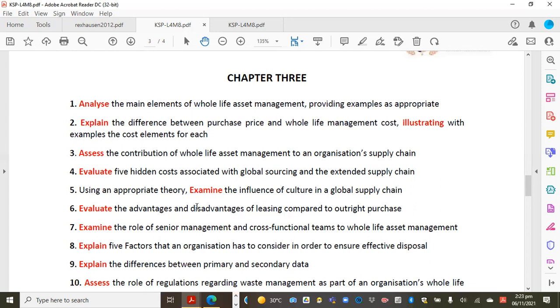Then question 6. Evaluate the advantages and disadvantages of leasing compared to outright purchase. So we will look at the advantages of outright purchase and disadvantages of outright purchase. The disadvantages for outright purchase would be the advantages for lease, and the advantages for outright purchase would be the disadvantages for lease.